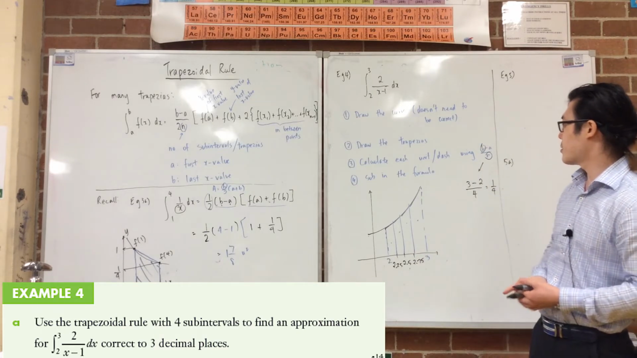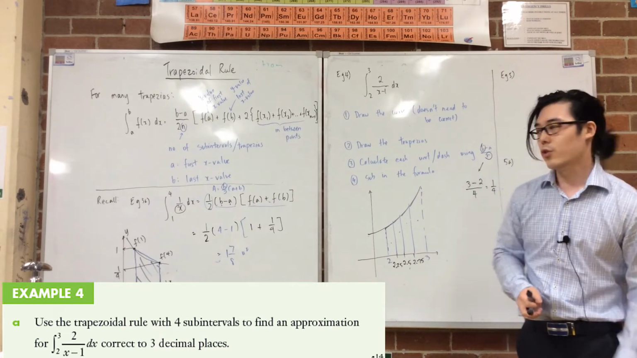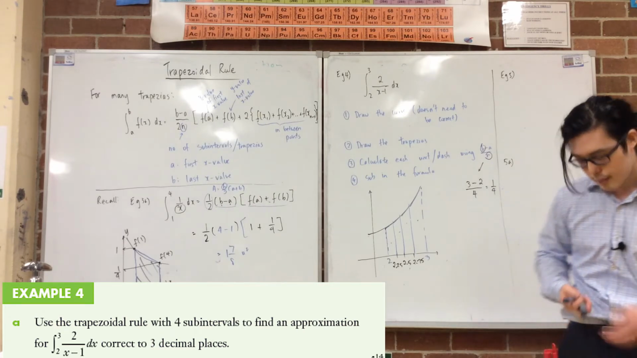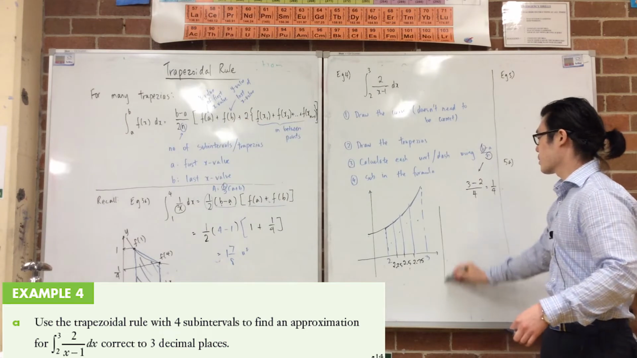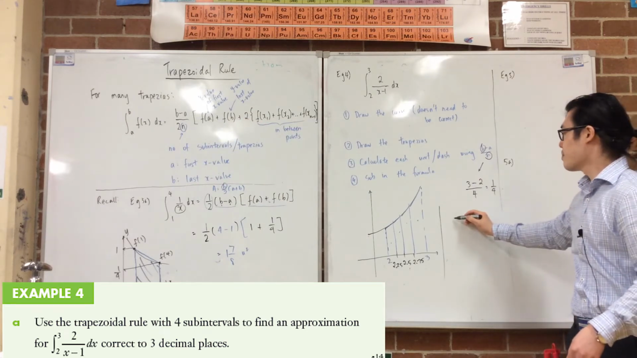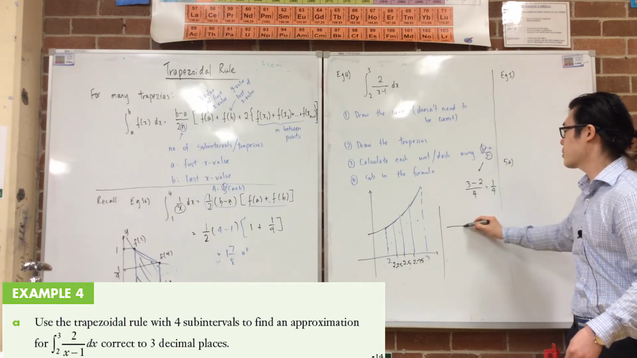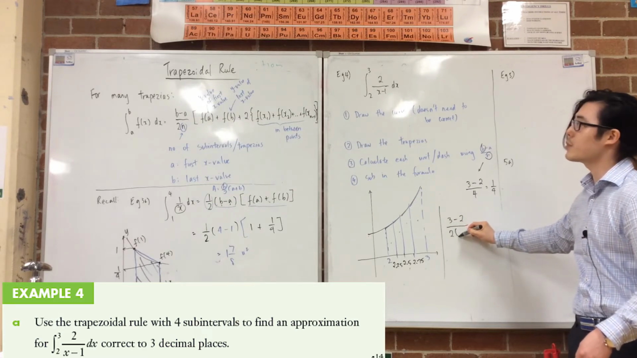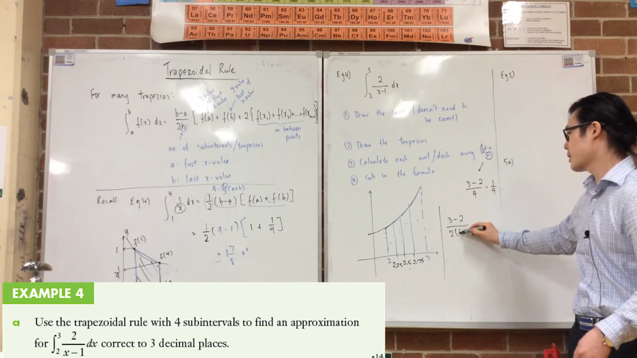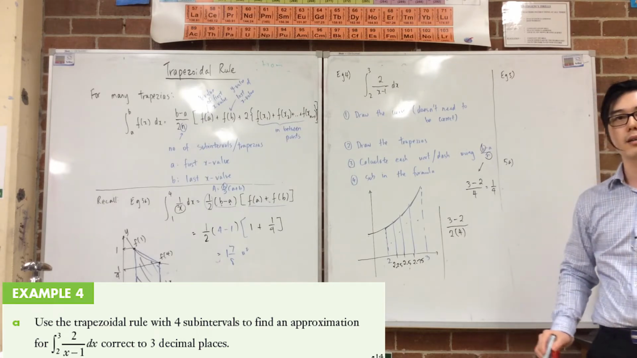Once you've done the third step, now you can just sub it into the formula. Alright, so let's do that. Starting with that, it's going to be a long working out, so b minus a in this case is 3 minus 2, over 2 times the number of subintervals, which is 4. Is that alright so far?